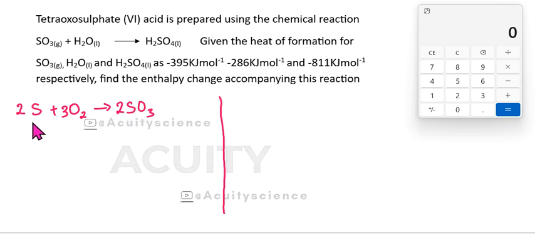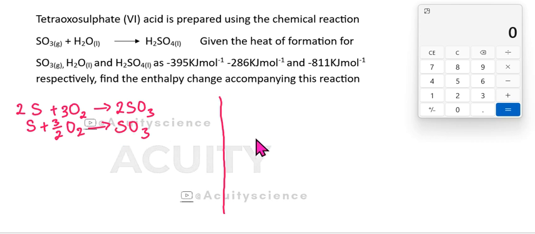When I divide this by 2, I'll have just S plus, when I divide this by 2, 3 over 2 O2. And then when I divide this by 2, I'll have just SO3. Perfect. This is what I need. This is how I want it to be, because here we have just 1 mole. Now, another thing is, this is at the reactant side, and as you can see, this is at the product side. So we want to turn it over.